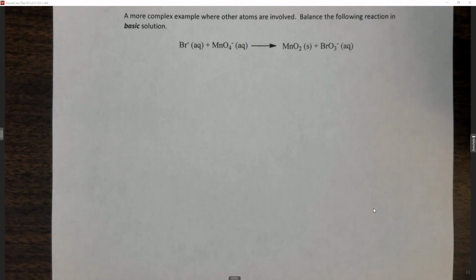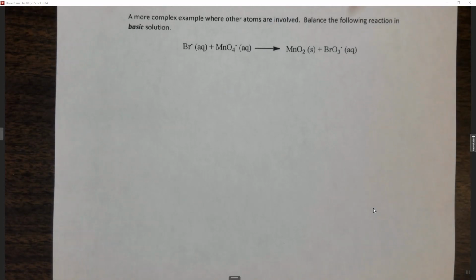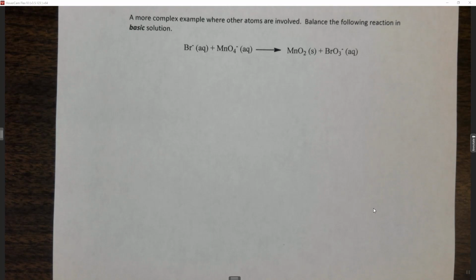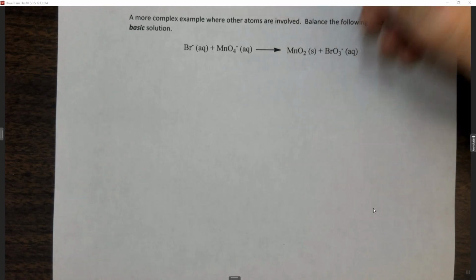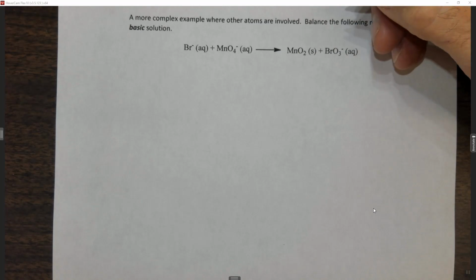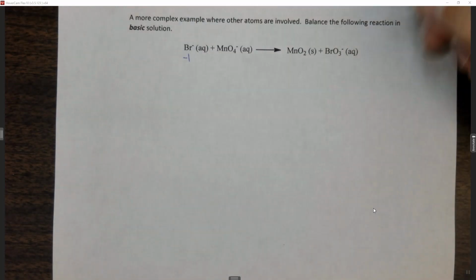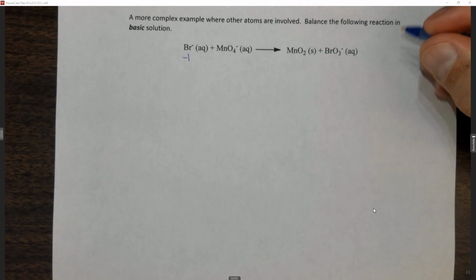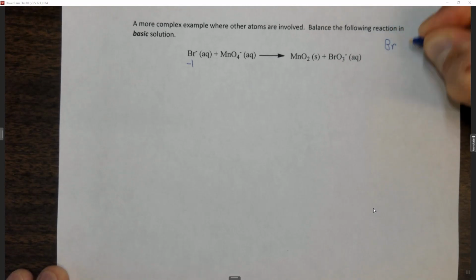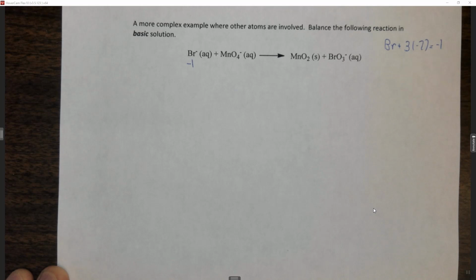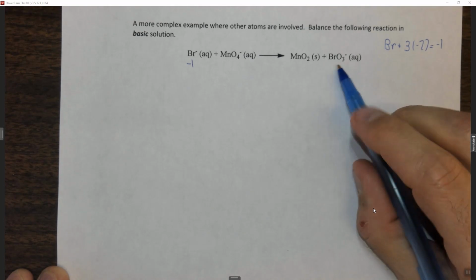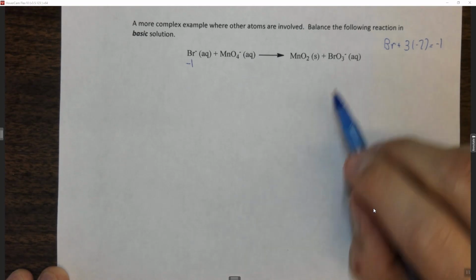So if you haven't watched the previous examples, it's a good idea to start with those, because this one adds an extra step: it's in basic solution instead of in acidic solution. In this case, we have Br⁻, which is -1. And over here, the Br is going to be Br plus 3 times -2 equals -1. So in bromate, the Br is the unknown oxidation state.